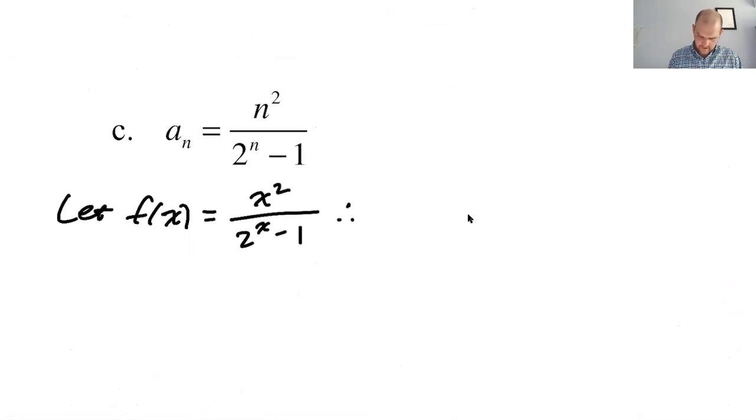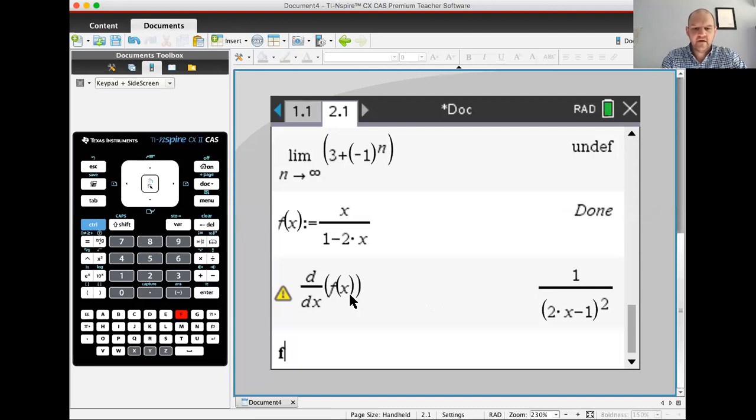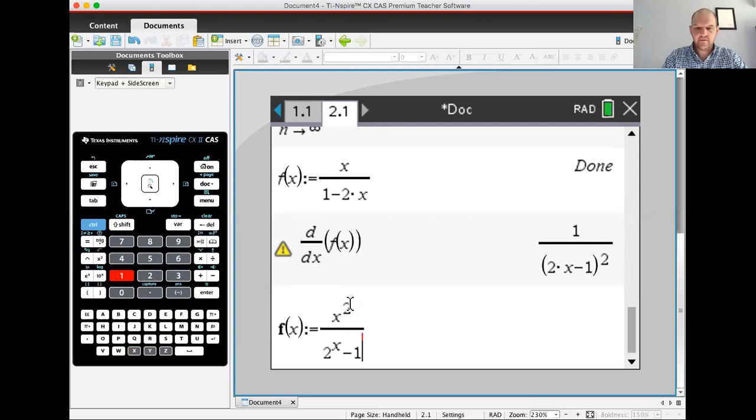So a sub n equals f of n, right? So we've connected them. Now I'm going to find f prime of x using a calculator. It's like quotient rule and the derivative of an exponential. It's got natural logs in there. It's going to be gross. So let's see. F of x, we're redefining it, is x squared over 2 to the x minus 1.